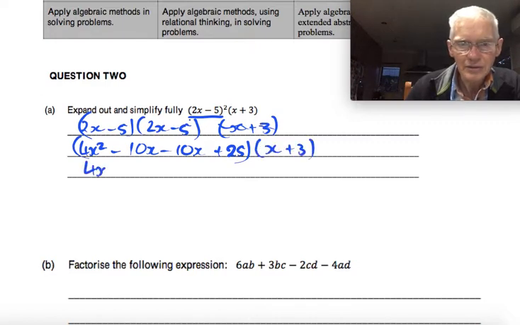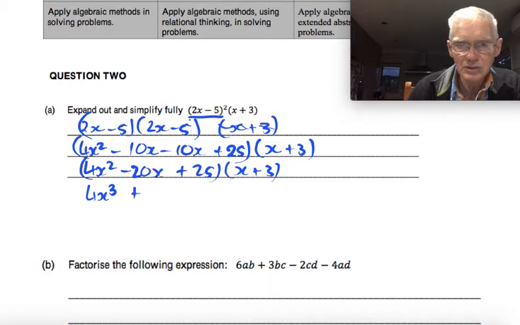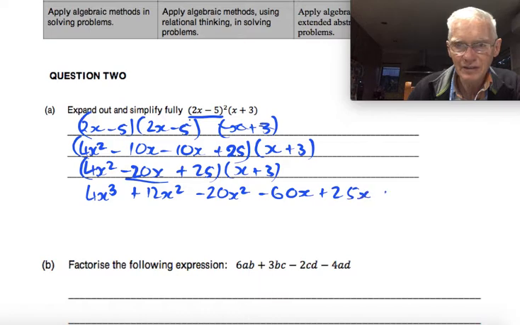Tidy up the middle bit first, 4x squared minus 20x plus 25, and we're going to multiply that by x plus 3. So we've got 3 things here and 2 things, so we're going to get 6 items. So 4x squared times x is 4x cubed. 4x squared times 3 is 12x squared. Do the same with the negative 20x, multiply it by everything in the right bracket, and we should get that, and then multiply by the 25. 3 lots of 25 is 75.